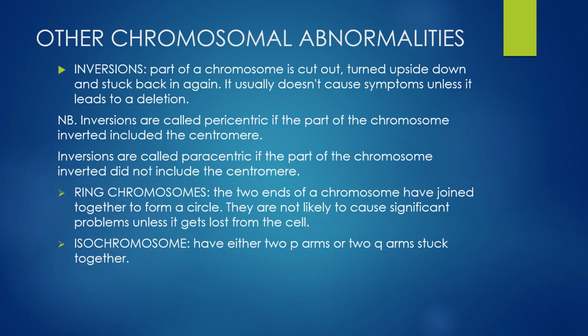Our next type of chromosomal abnormality is ring chromosome. This happens when the two ends of a chromosome come together to form a circle. It usually does not cause any significant problems unless it leads to some part of the chromosome being lost from the cell. Next, we have an isochromosome. This happens where you have two P arms or two Q arms of a particular chromosome getting stuck together.